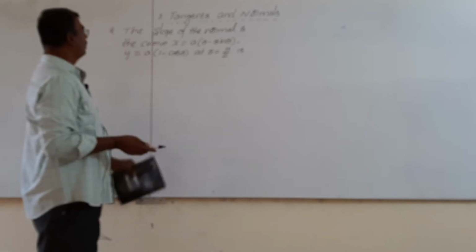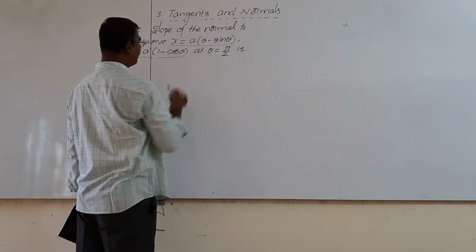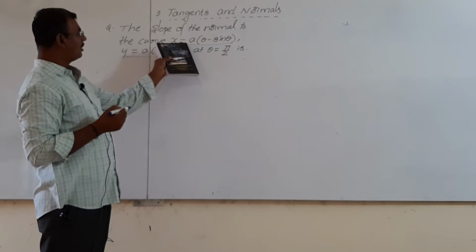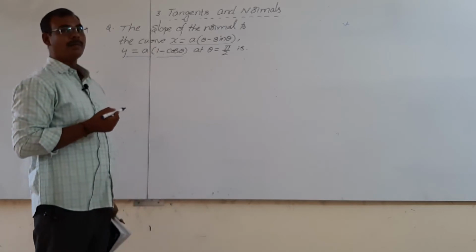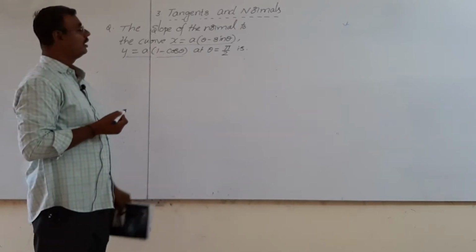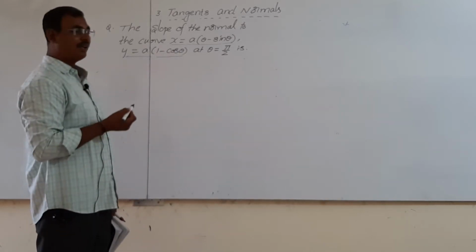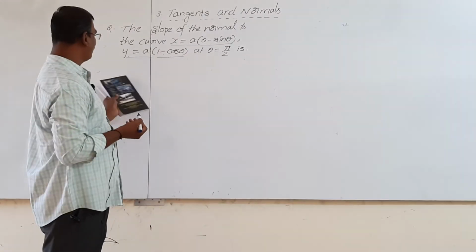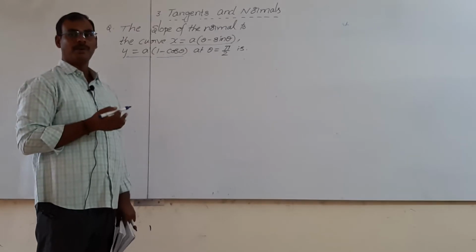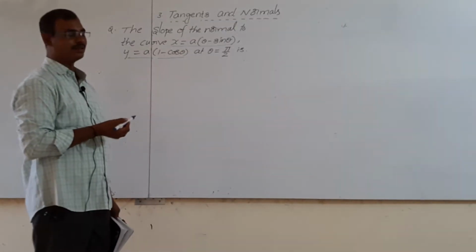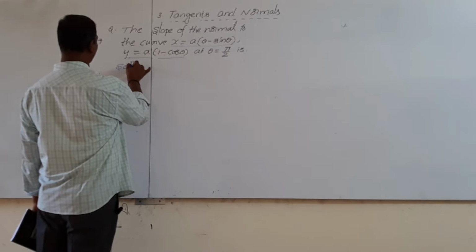Observing, what do you call these? We studied in differentiation. These are involved in terms of theta. Hence, these are called parametric equations. If parametric equations are given, how to find the derivative dy by dx? We know that dy by dx is equal to dy by d theta upon dx by d theta. So we should find it here also by the same method.